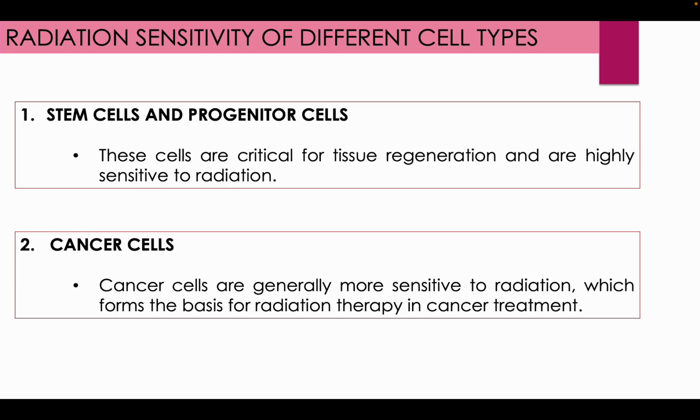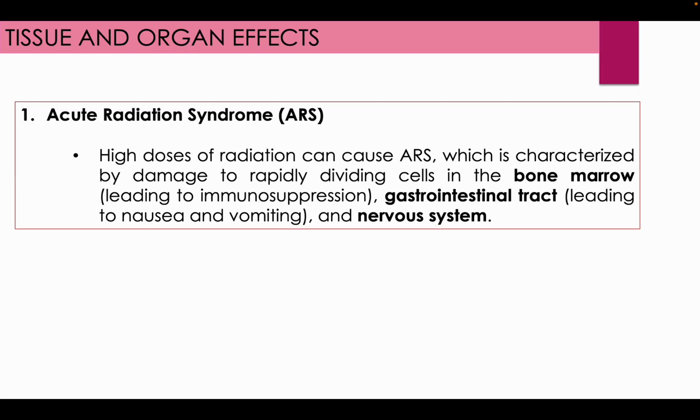So, radiation exposure can affect the entire tissues and organs depending on the dose and also the radiosensitivity of the tissue. We have the first one, which we call the acute radiation syndrome, or ARS. Acute radiation syndrome is caused by a high dose of radiation exposure, which is characterized by damage to rapidly dividing cells in the bone marrow, the gastrointestinal tract or GI tract, and also the nervous system.